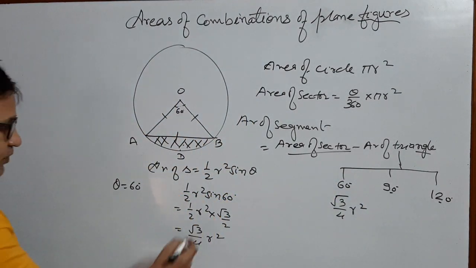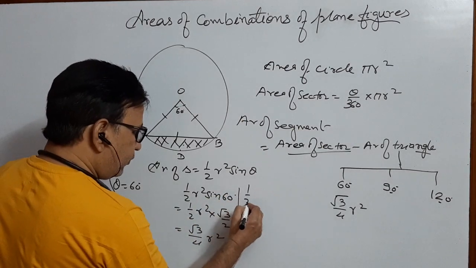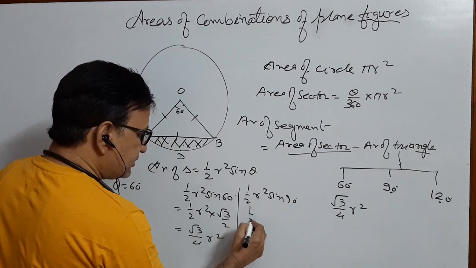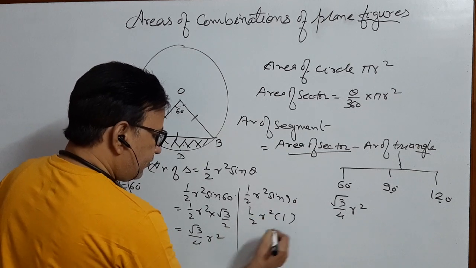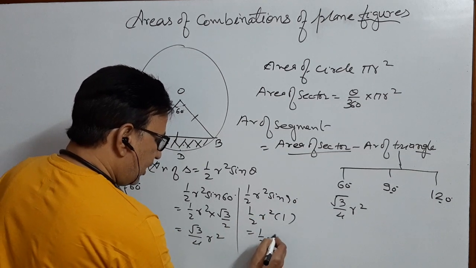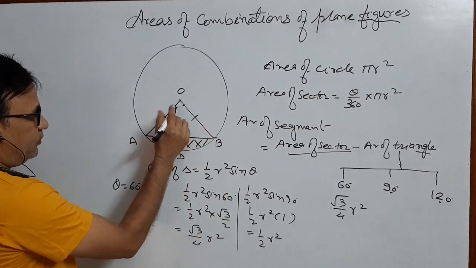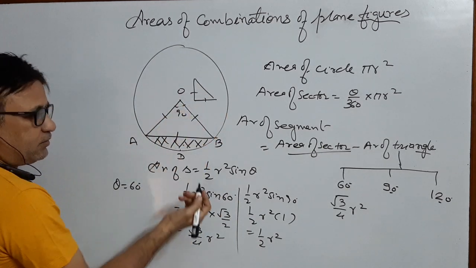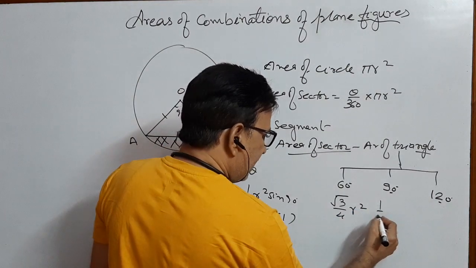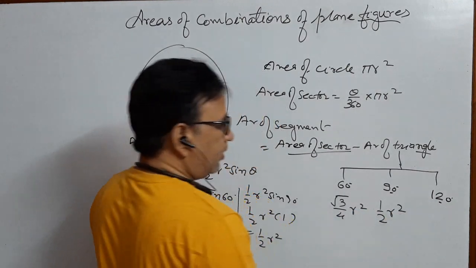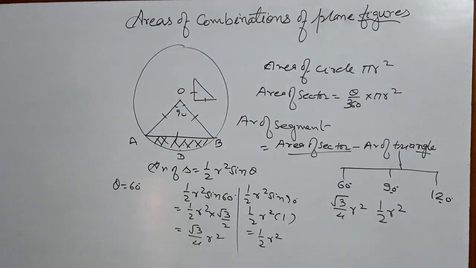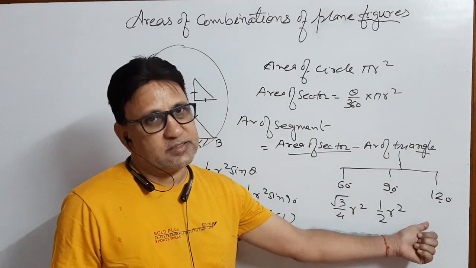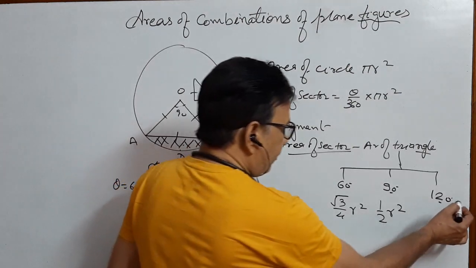For 90, it becomes 1 by 2 r square sine 90, and you know sine 90 is 1, therefore half r square. Or simply, when it is 90, it is base into height, right? So we will say half r square. Area of sector minus area of triangle, and the triangle depends on the different angles. Now you see, it is very important.